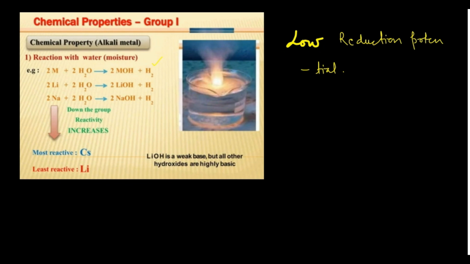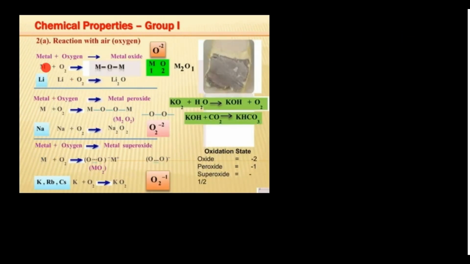Now moving to the next property, my next reaction is the reaction with oxygen. How these react with oxygen is again a very important topic, and lots of questions in the JEE Main examinations come from this particular topic. Here you can see the metal, and I am reacting this metal with oxygen, and the metal oxide is formed.